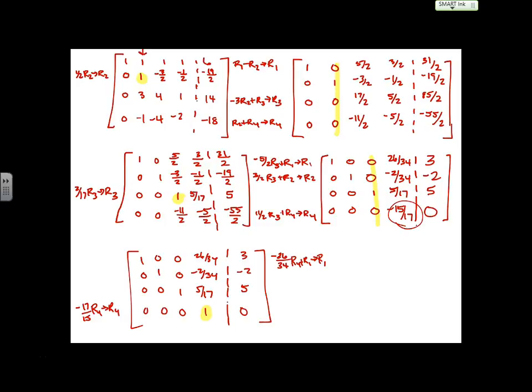We can still do this with nasty coefficients. We're going to multiply row 4 by 2 over 34 to get rid of row 2's. We're going to multiply row 4 by 5 over 17 to get rid of row 3. I didn't put a negative, you're right. Thanks.